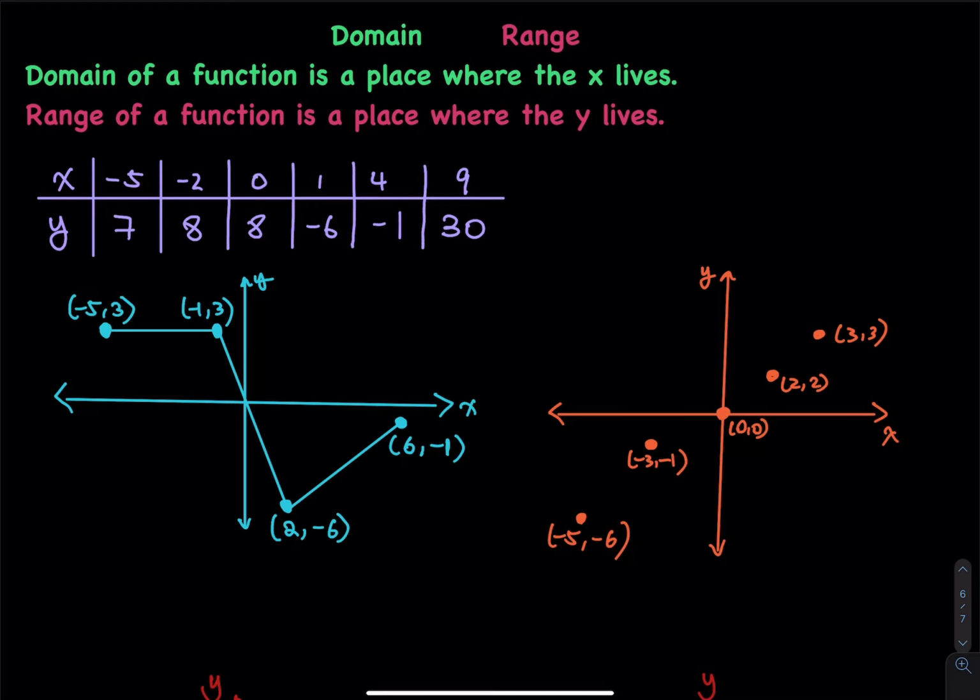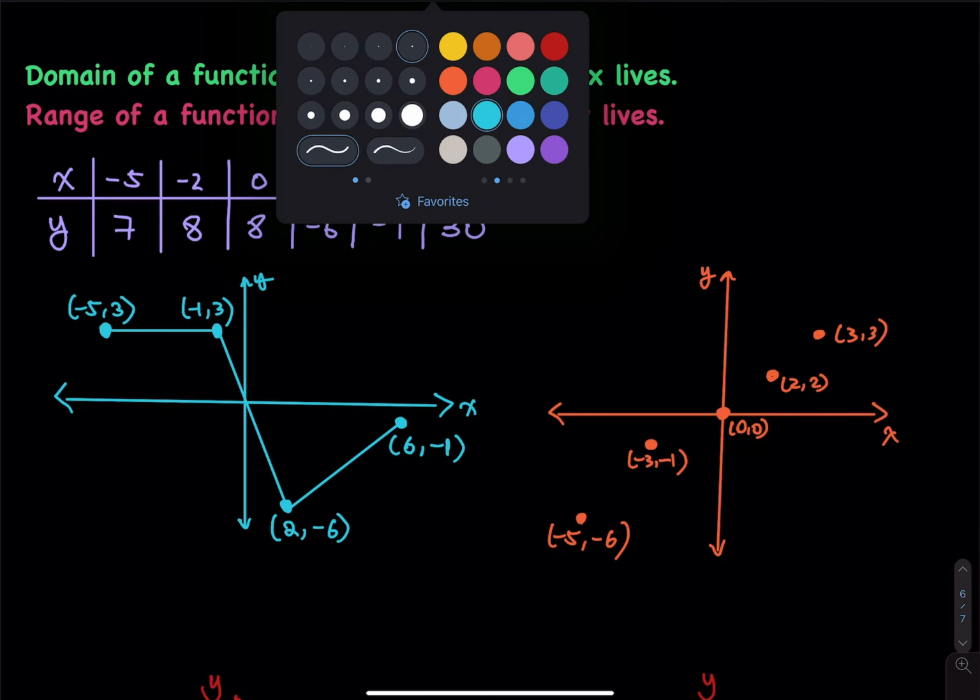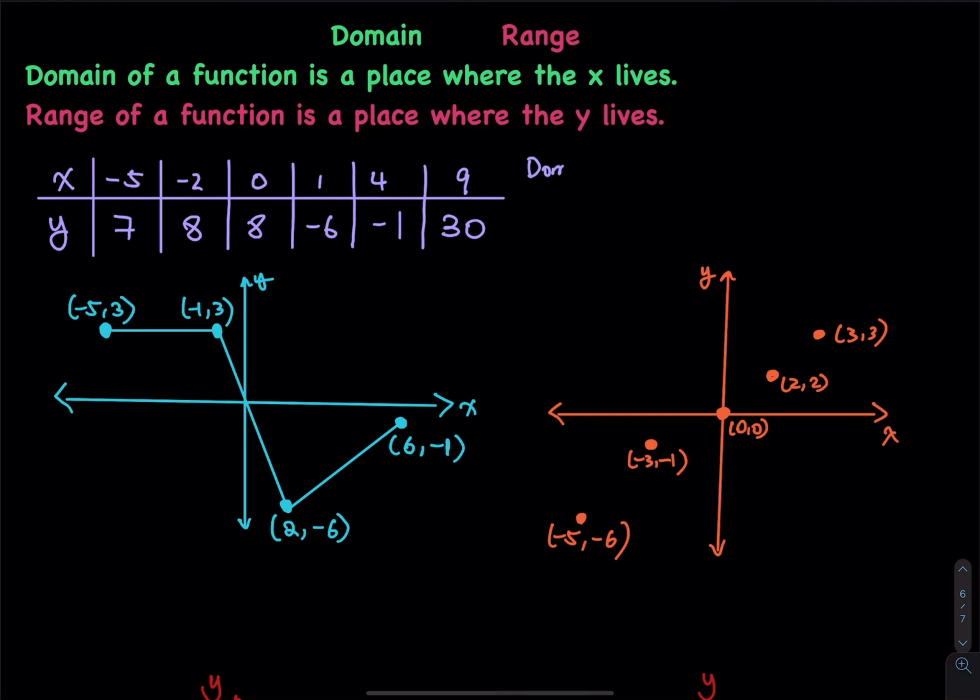So when people mention domain, that means x. When people mention range, that means y. So first of all, I have a table. How do you describe the domain and range to me? So here is how I do the domain. I write x equals all the x values. That means every single x value in the first row: -5, -2, 0, 1, 4, and 9.